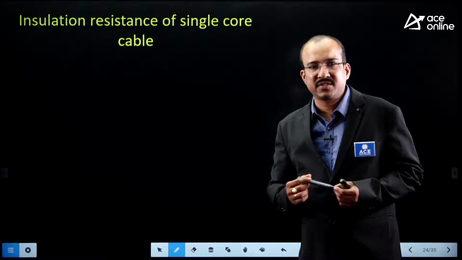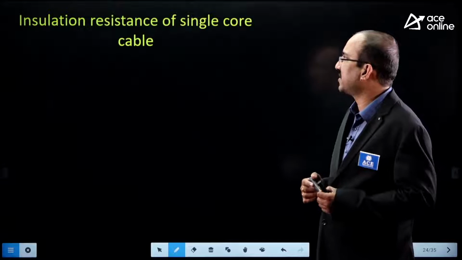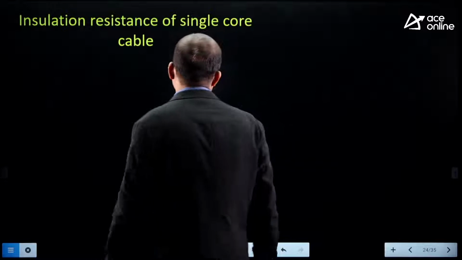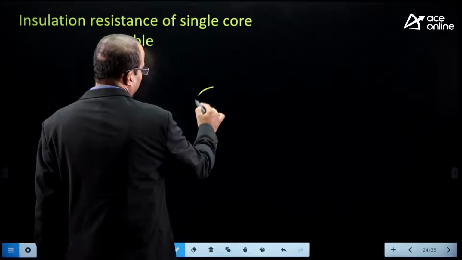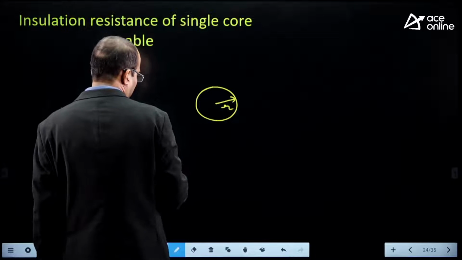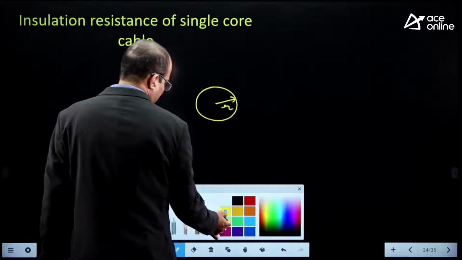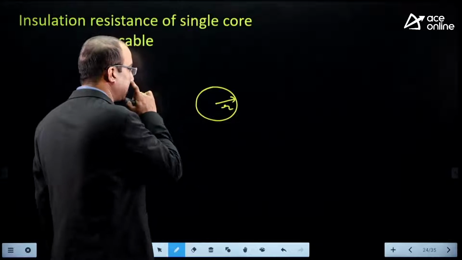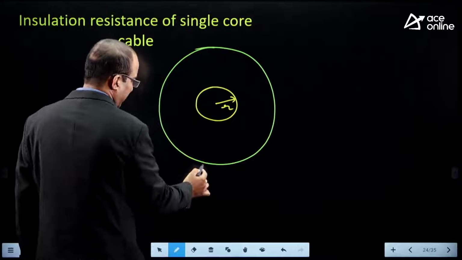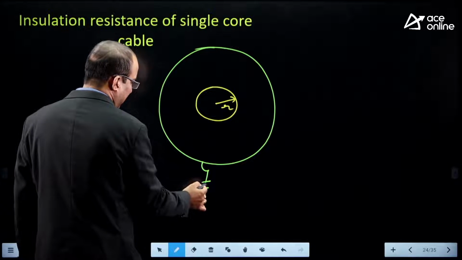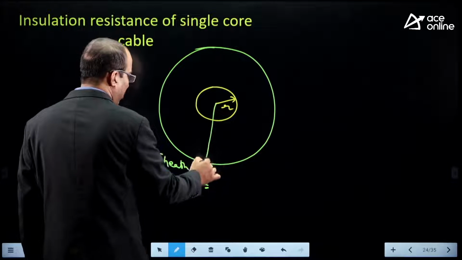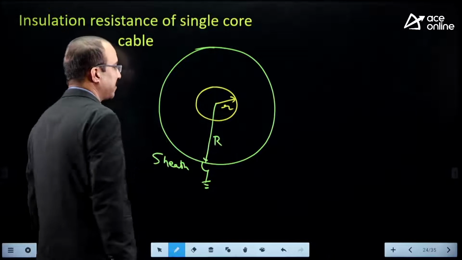So now let us try to calculate the insulation resistance of a single core cable. If we observe an underground cable, this is a conductor or core of radius small r. Over the surface of the conductor we have the insulation. Over the insulation surface we have the sheath. This sheath is at ground potential and the overall radius of the cable is capital R.